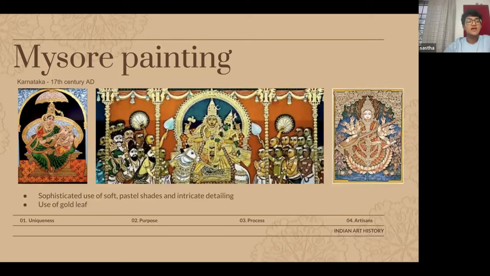They often feature delicate lines and the use of gold leaf for embellishment, creating a sense of depth and richness. Mysore paintings were primarily used for religious purposes, adorning temples, royal courts, and homes. They depict Hindu deities, mythological scenes, and portraits of royalty. These paintings were not just decorative, but also served as visual narratives of religious texts and legends.